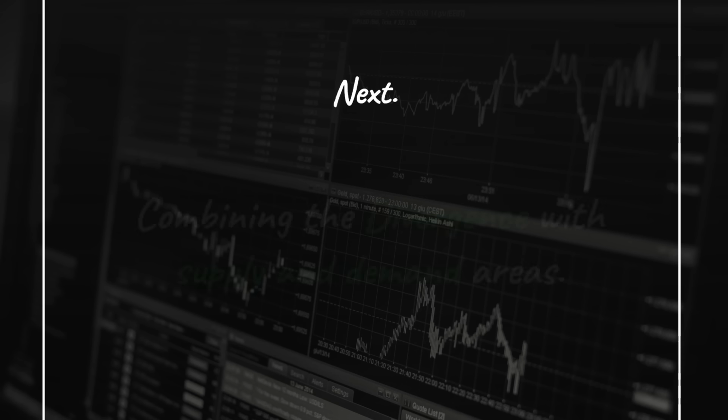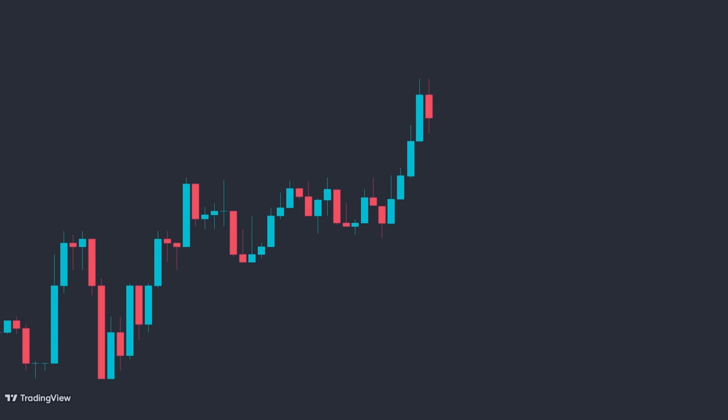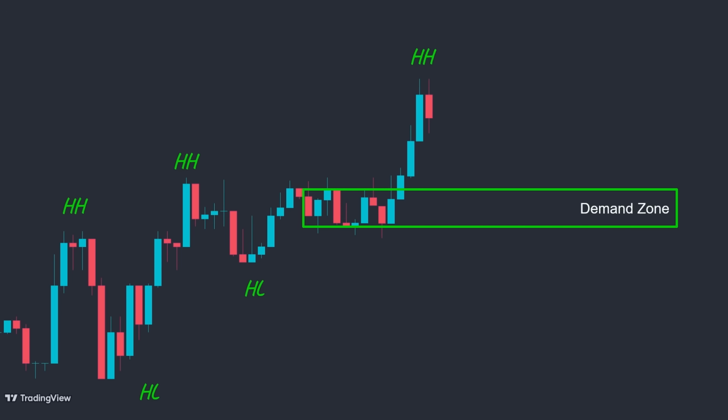Combining the divergence with supply and demand areas. Imagine this chart represents our higher time frame. Let's examine the latest price action. We have a bullish market that consistently forms higher highs and higher lows. Therefore, our overall bias remains bullish. The optimal area to seek a buying opportunity is within this consolidation zone because it offers a favorable risk-to-reward ratio, and placing a stop loss below this zone can provide a secure placement.